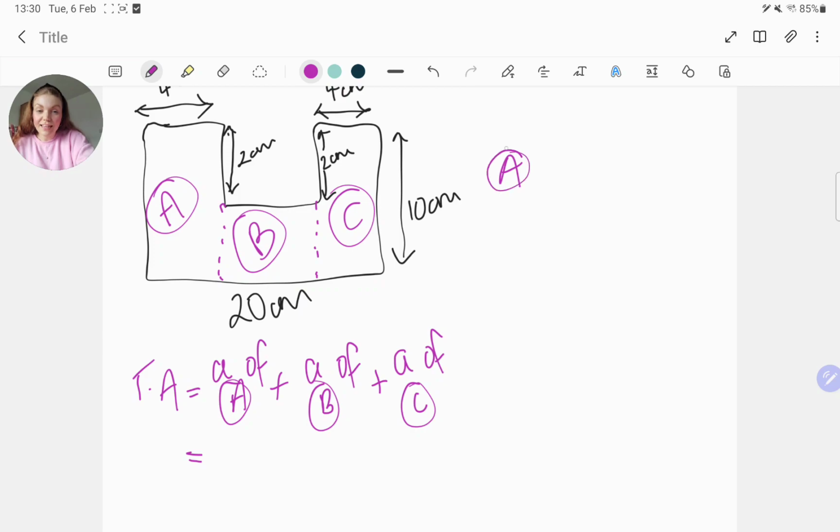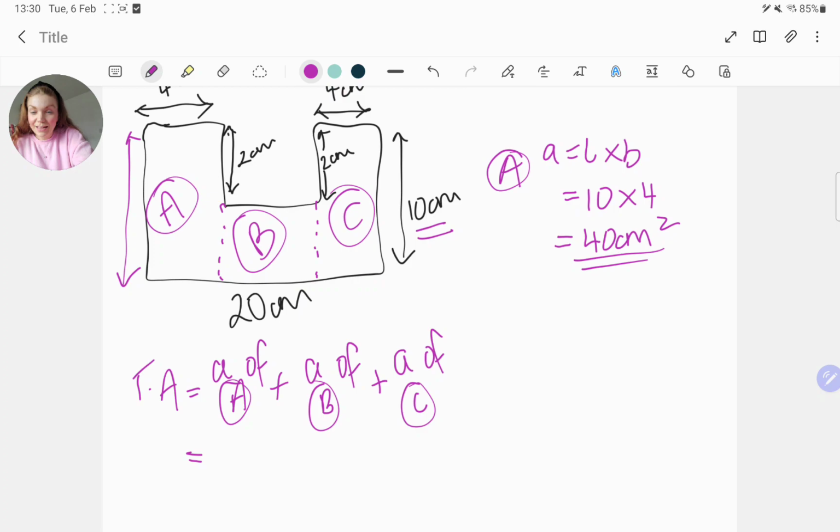So let's go and find the area of A. So the area of A, we're looking at the first part of this shape where we can see that we have got 4 centimetres across the top and we need to know this length here, which we know is 10 centimetres, okay? So area equals length times breadth, which equals 10 times 4, which is 40 centimetres squared, okay? So there's the area of A. So you can write that in there, okay? It's a good way of doing this because it means you don't forget, especially when you have so many different parts. Then let's look at B.